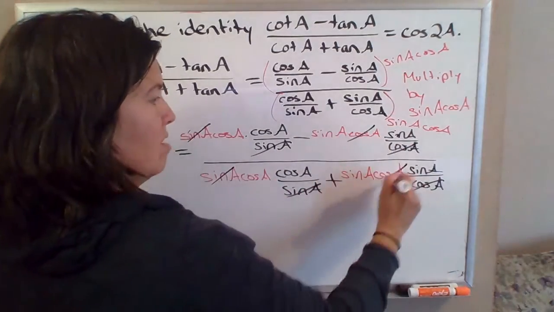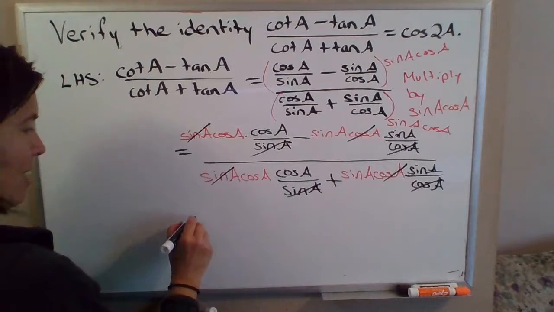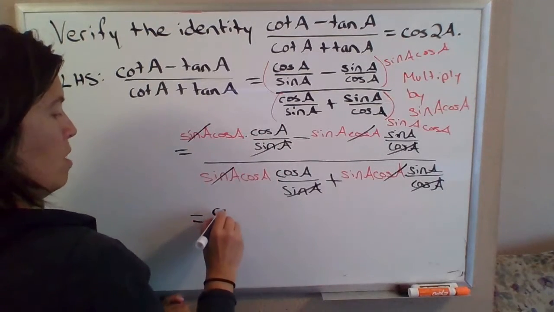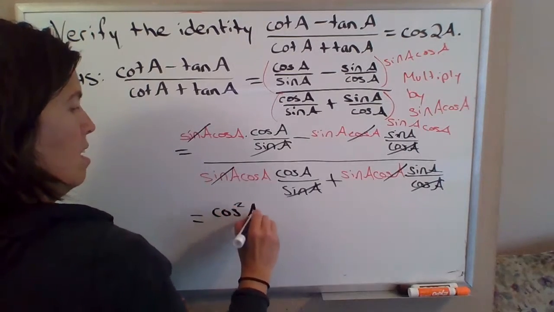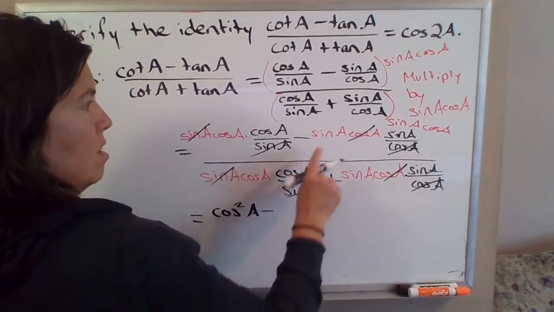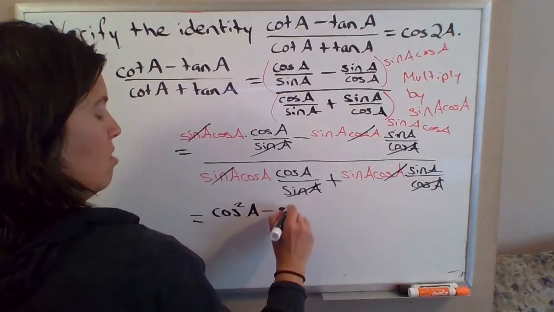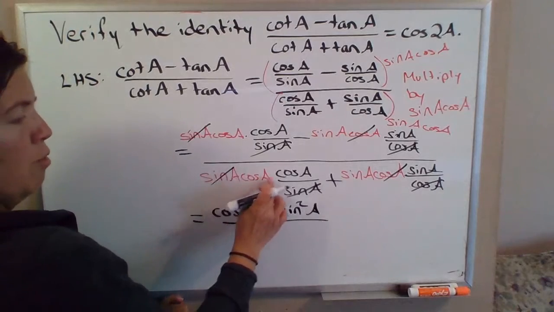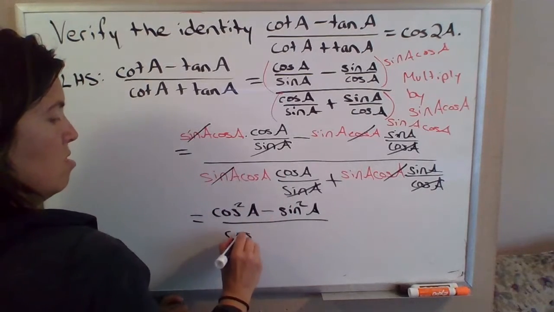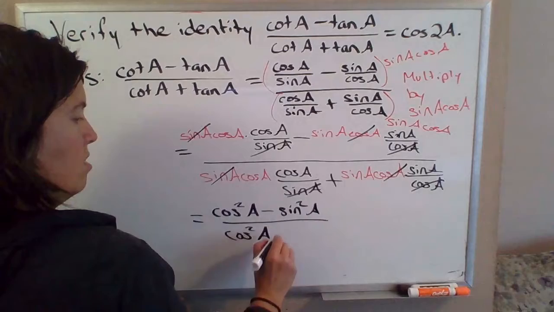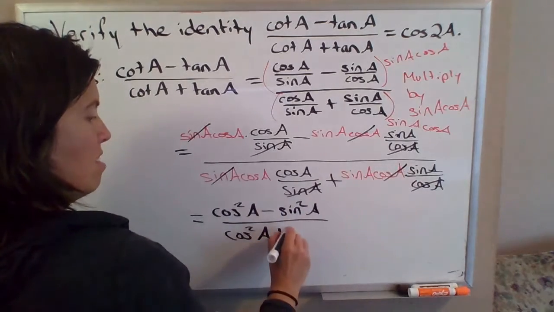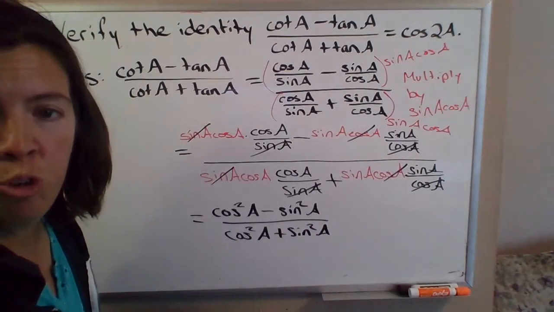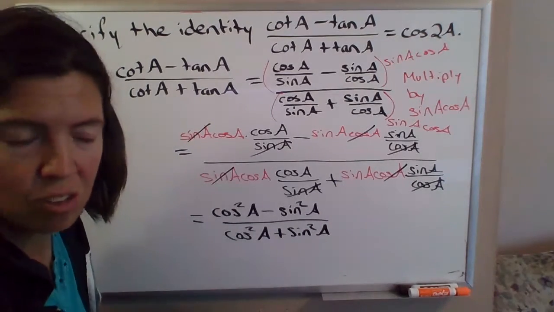Okay. This part where you're supposed to get a lot of satisfaction. I don't know if you did or not. But now we're left with cosine A times cosine of A. So I'll write that as cosine squared A minus sine A times sine A. So we'll write that as sine squared. When we simplify this denominator, we're left with cosine times cosine. So that's cosine squared plus sine times sine. So that's sine squared.